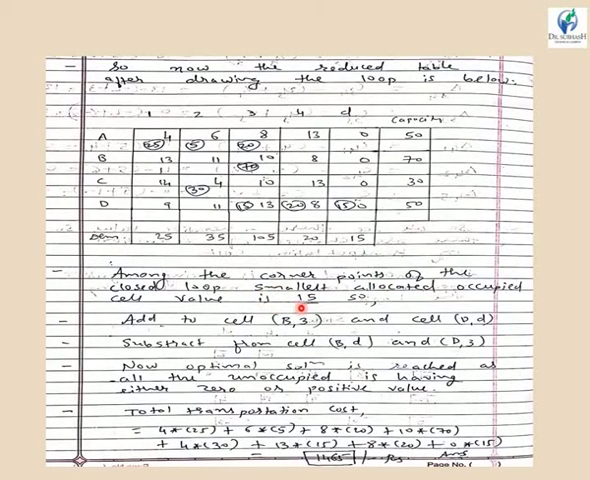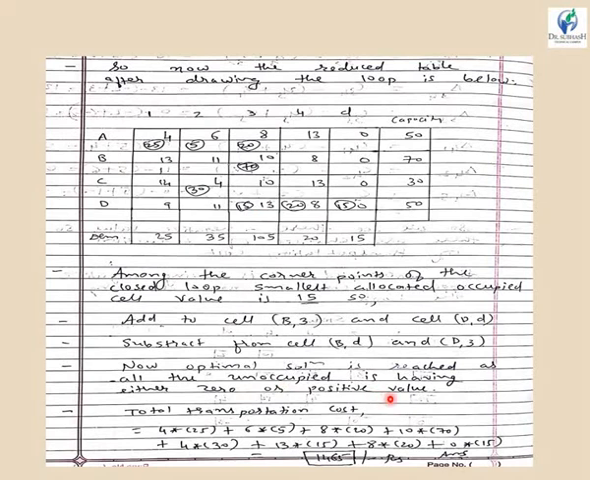After reallocating, you can see that among the corner points of the closed loop, the smallest allocated occupied cell was 15, so I have added it where the sign was positive in the loop and subtracted it where the sign was negative. Add to cell B3, so in B3 that 15 value was added, and it was also added in the cell DD. Subtracting from the cell BD, it was 15 but we subtracted, so now it becomes 0. And subtracting from the cell D3, here it was 30, we subtracted 15, so after reallocating it becomes 15.